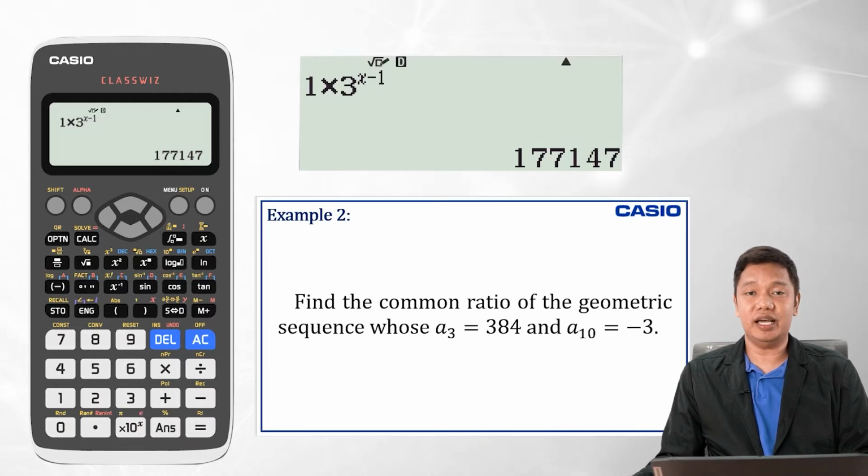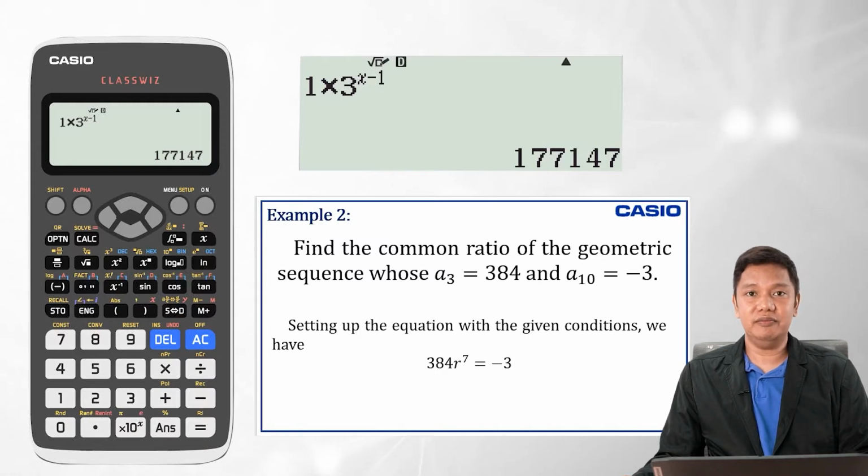For this example, we are asked to find the value of the common ratio of the geometric sequence whose third term is 384 and whose 10th term is negative 3. Setting up the equation with the given conditions, we have 384 r raised to 7 equal to negative 3. Using our CASIO CLASSWIZ, we can solve for the value of r.